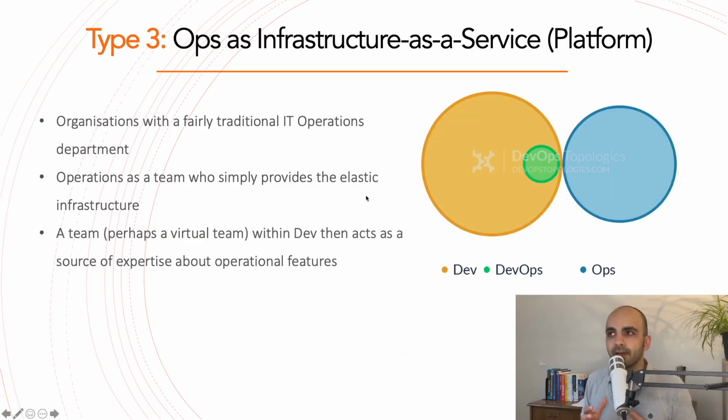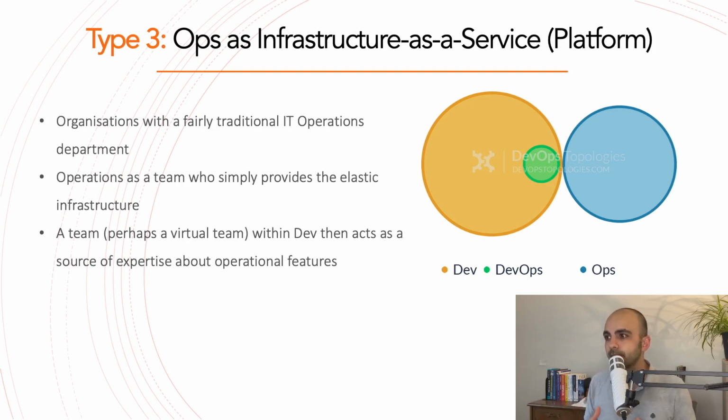Type 3, ops as infrastructure as a service, or as it's also called in the industry, platform teams. Here we have organizations with a big ops department, and those people are very good at working with the cloud. Usually these companies have a lot of different software in development or different lines of business. The ops team provides something like AWS, but as a service. It's some kind of web UI where developers can put their code so that it gets deployed to production, or anything in that nature.